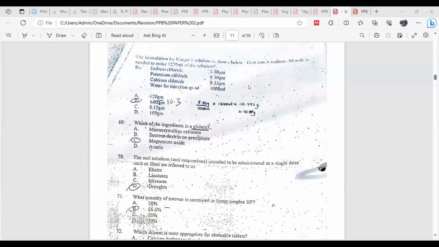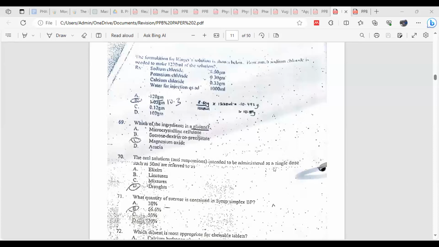Oral solutions and suspensions intended to be administered as a single dose, such as 50 mils, are referred to as... Okay. It's that draught.